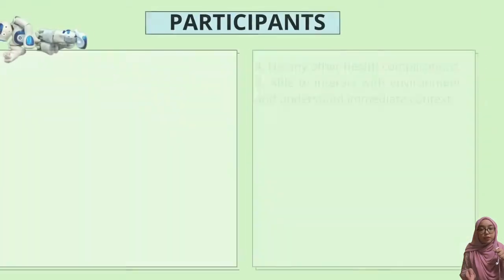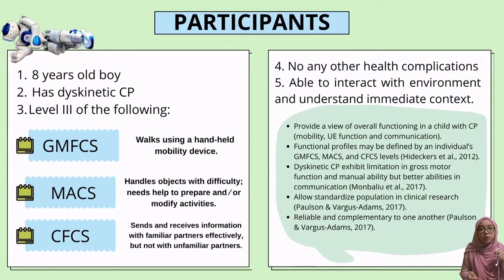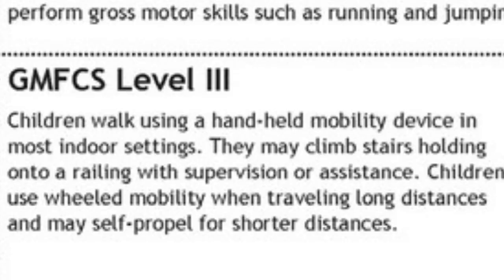The study by Butrago et al. included a participant who is an 8-year-old boy with dyskinetic cerebral palsy and level 3 in all of the following. First is the Gross Motor Function Classification System, GMFCS, which indicates the child is able to walk using a handheld mobility device.